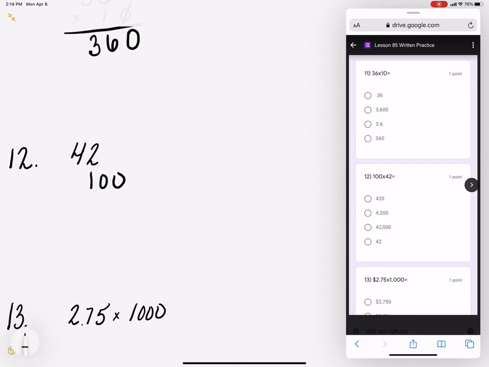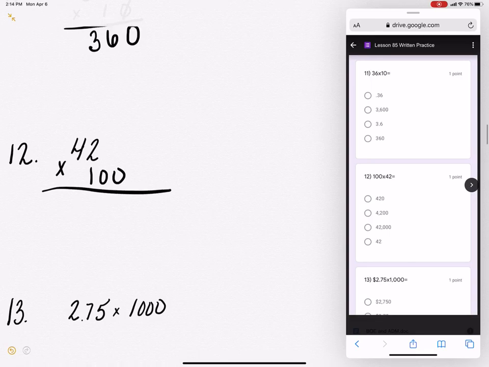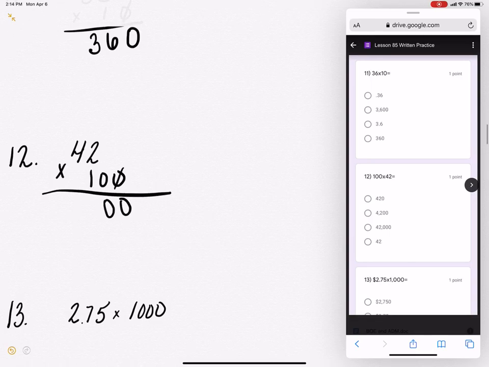Just a second. Yeah, there we go. I can bring down both these zeros, multiply 42 times 1, and I have 4,200.